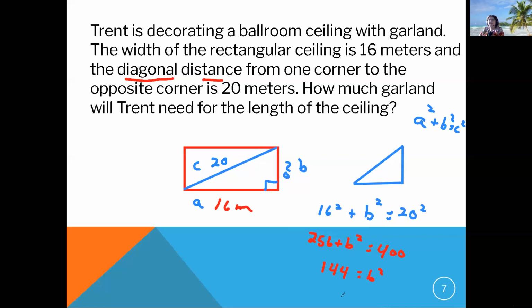And then I'm going to take the square root, right? Yes. And what is the square root of 144? 12. Yep, just 12. These word problems are nice, because we're getting whole numbers.